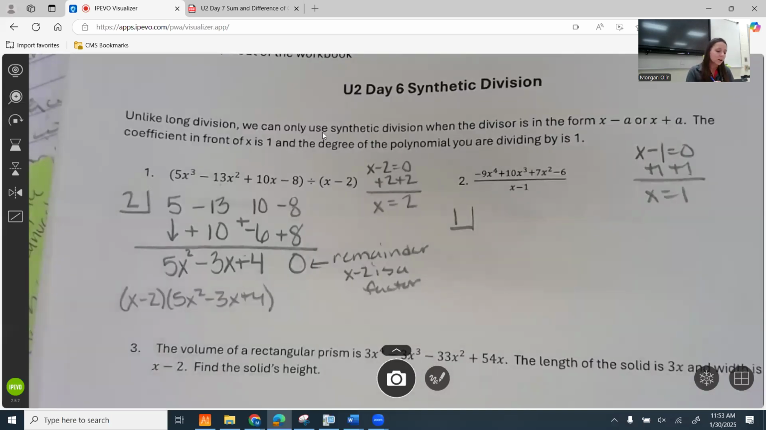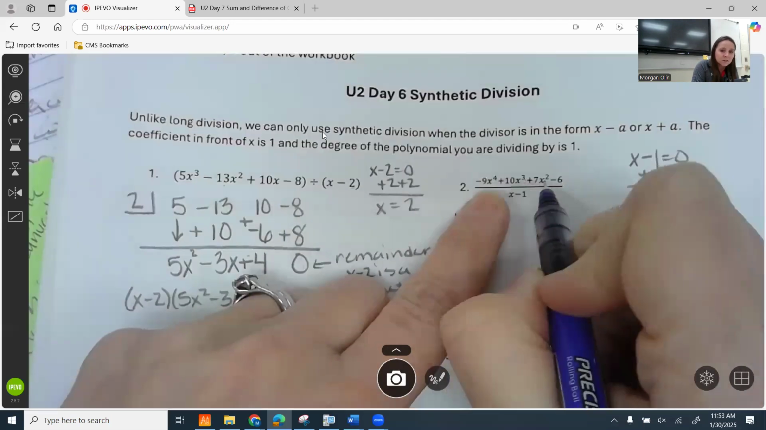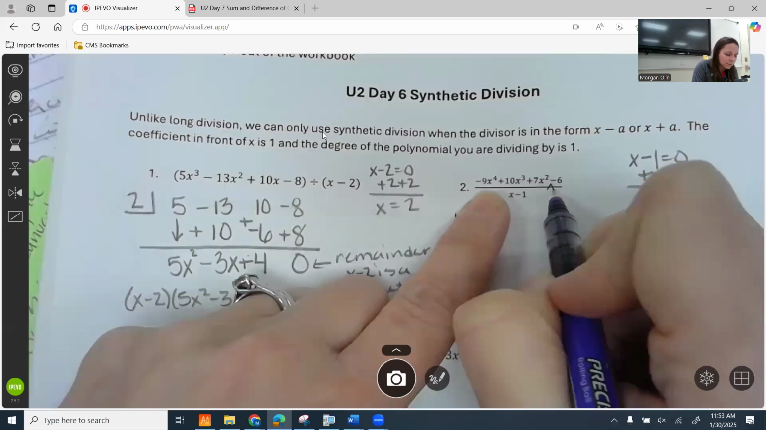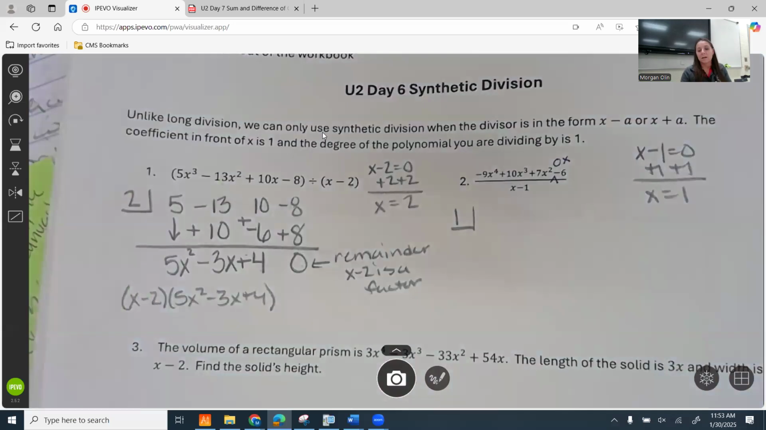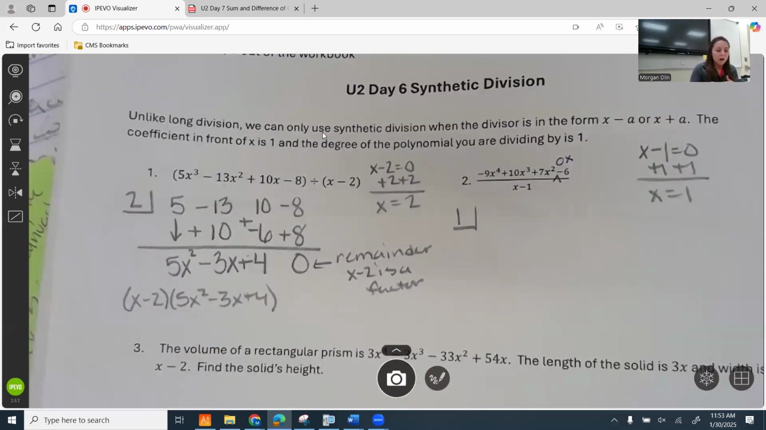All right, so I see that it starts with x to the 4th. So it must say x to the 3rd, x squared. Oh, I'm missing something. I'm missing my x. So what I'm going to do is put 0x in here. And then I have my constant. Now, sometimes you're adding multiple zeros, and that's completely fine.